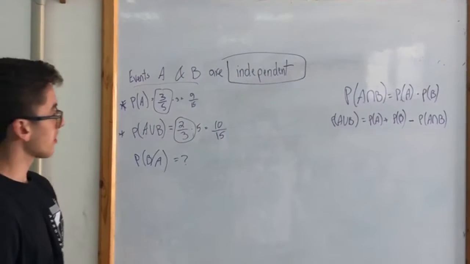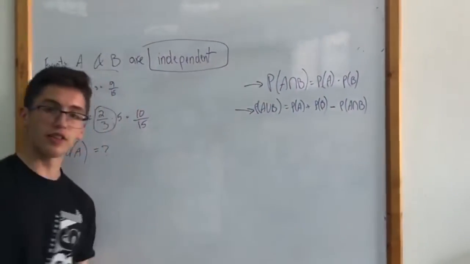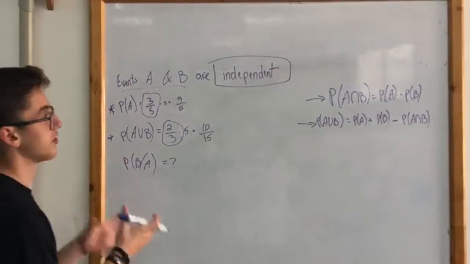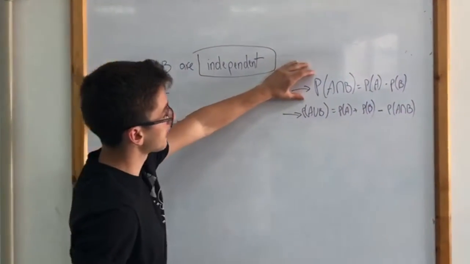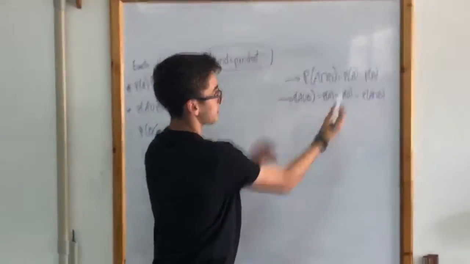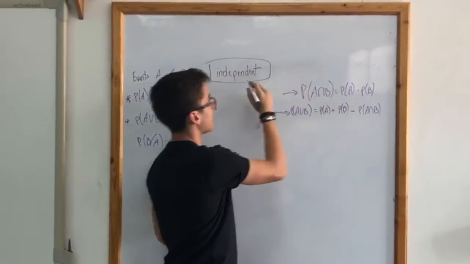Then you have these two formulas right here. These two formulas are given in the formula booklet, so you don't need to memorize them, but you obviously need to know how to conceptually use them. This formula says that the probability of A intersection B equals P(A) times P(B), and this is only applicable for independent events.